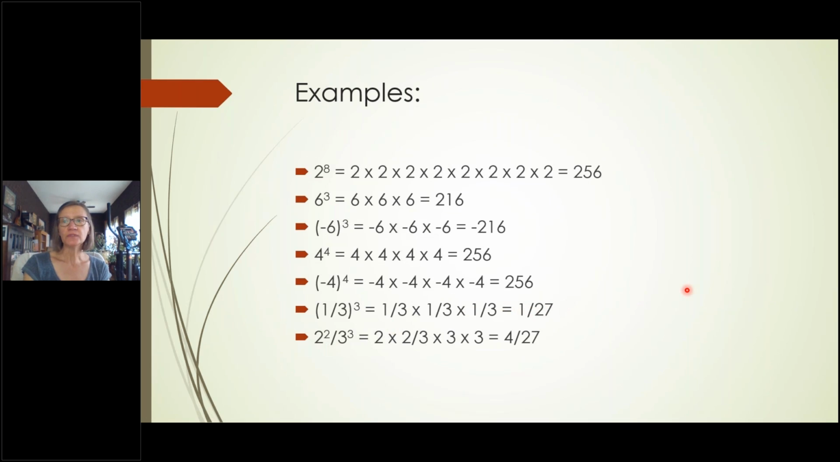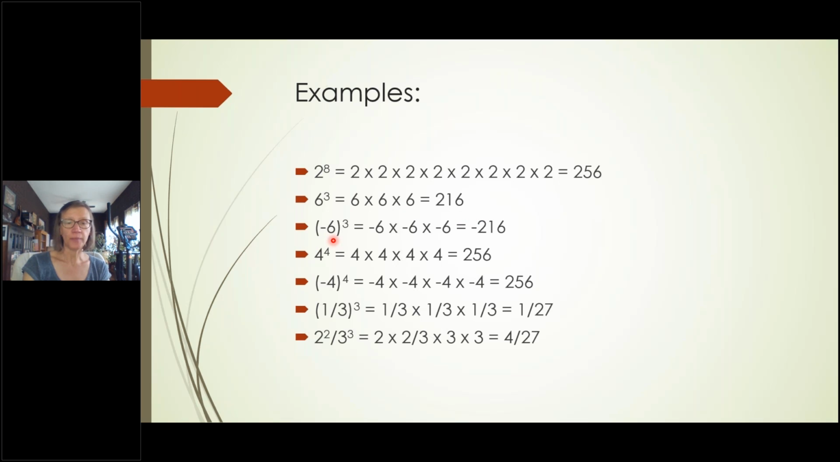Some other examples. 2 to the 8th power is all these 2's multiplied by each other. So you can see why 2 to the 8th power is an easier way of showing it. And that equals 256 when you do all the math. 6 to the third power, again, 6 times 6 times 6 is 216.